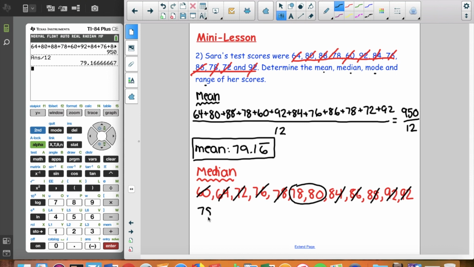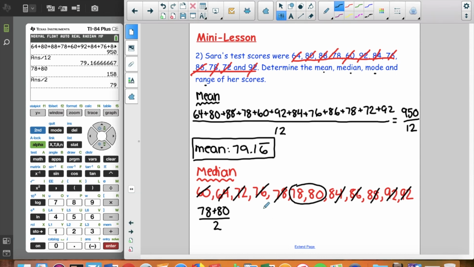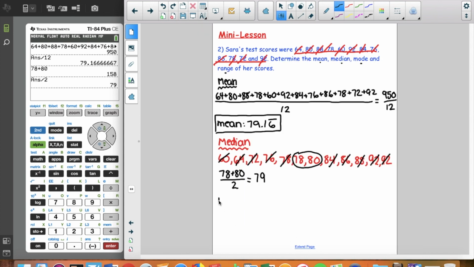So we have to do 78 plus 80 divided by 2. So go to our calculator, 78 plus 80. Then we divide that number by 2 because there are two terms there, and we get 79. So this is equal to 79, which means our median is 79.